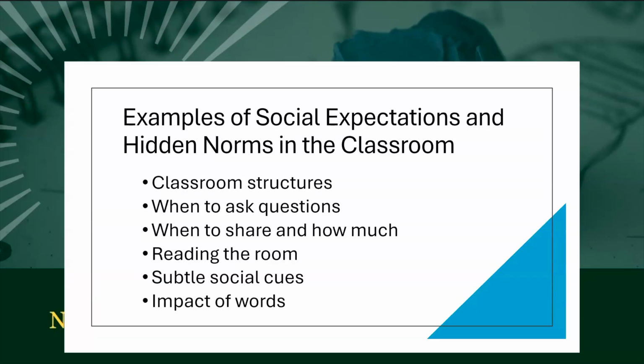So considering these disabilities, what are some examples of social expectations and hidden norms in the classroom? These are things that a neurotypical student may intuitively know or easily adapt to, but for students with certain disabilities may pose some challenges.